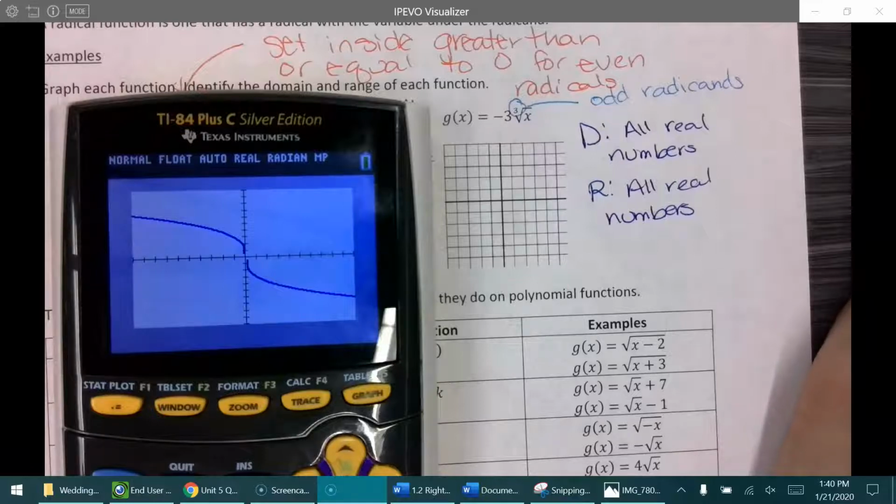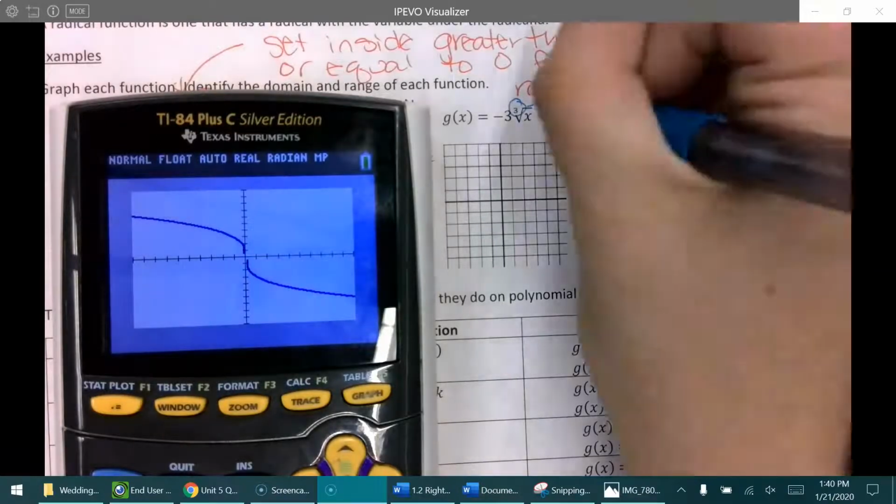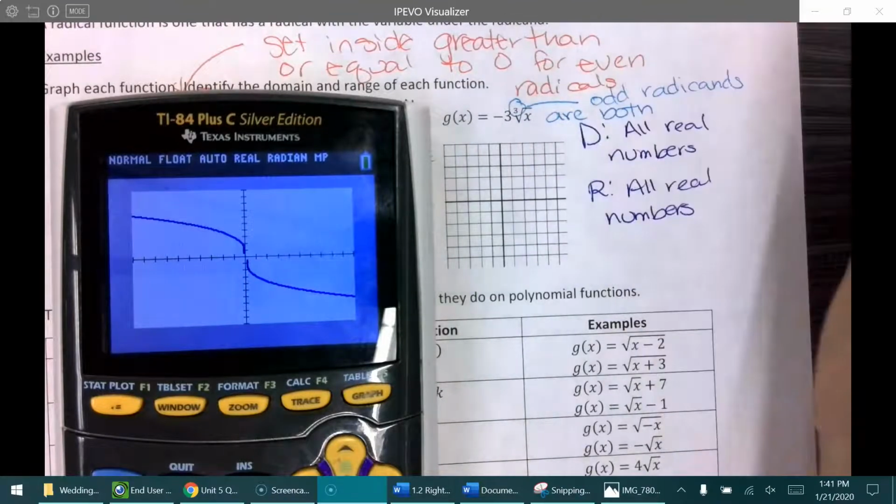When we're working with radicals, it's either both are all real numbers or neither are all real numbers. We had that last semester.